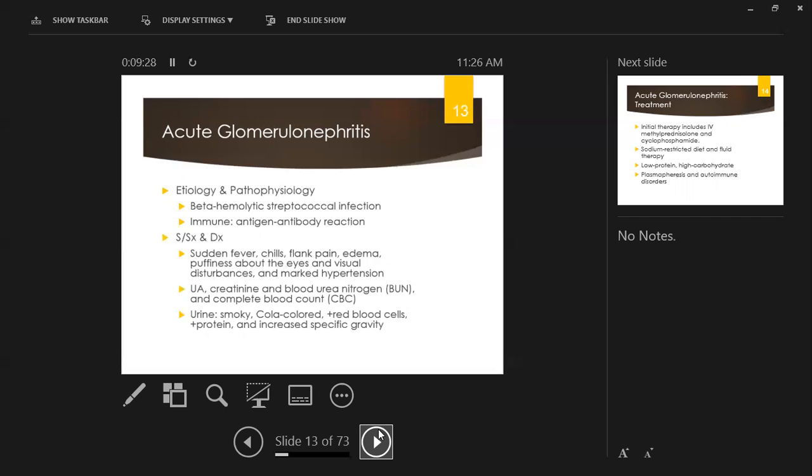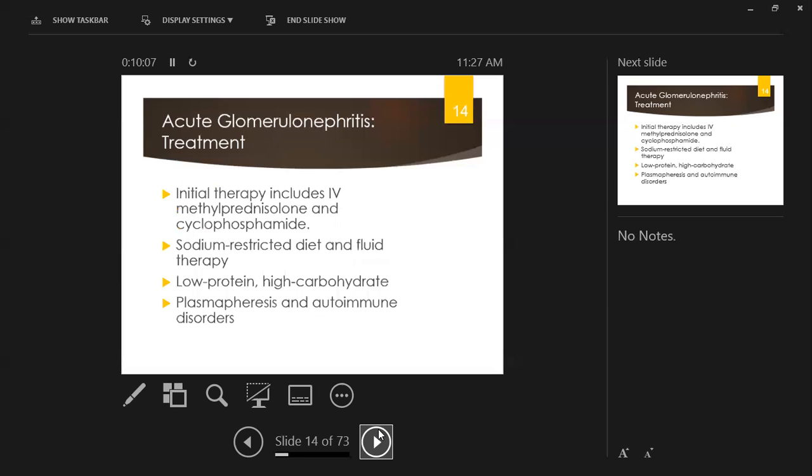These patients are going to have sudden fever, chills, flank pain, edema, puffiness around their eyes, and potentially visual disturbances, and also marked hypertension. Urinalysis, creatinine, and BUN will clue us in to see if there's an infectious organism causing this, and also if it's impacting kidney function. That's why we're checking the BUN and creat. We'll also do a CBC to look for elevated white blood cell count. The urine's going to be smoky, cola colored, and will be positive for red blood cells, protein, and have an increased specific gravity. So, this is one of those causes of brown urine, acute glomerulonephritis.